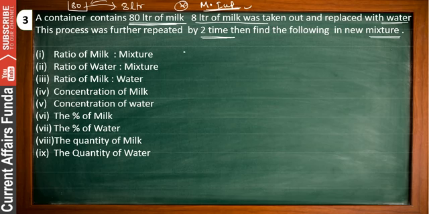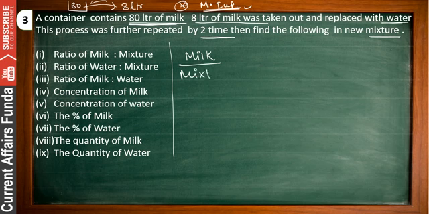So friends, there are certain things that I am going to explain. First of all, milk is to mixture. We will find this ratio here. How to find this ratio? Milk is to mixture. Mixture means milk plus water. How to find this ratio? First of all, we will use a very basic formula. This is just simple. I will explain also.